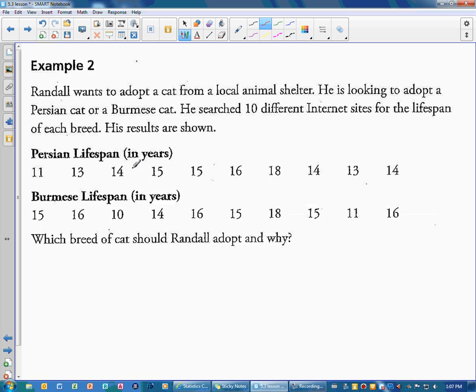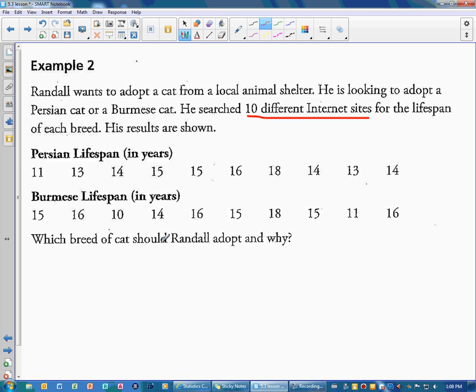Okay, example number 2 says Randall wants to adopt a cat from a local animal shelter. He is looking to adopt a Persian or a Burmese cat. He searched 10 different internet sites for the lifespan of each breed, and his results are shown. So I guess Randall thinks that if he's going to take the time to have a pet cat, he wants it to live as long as possible. So he searched 10 different internet sites, and this is what those sites said: that a Persian cat would live 11 years, 13 years, etc. And Burmese is down here.